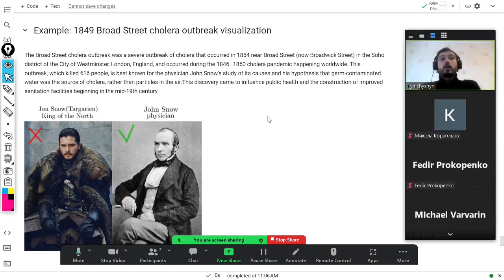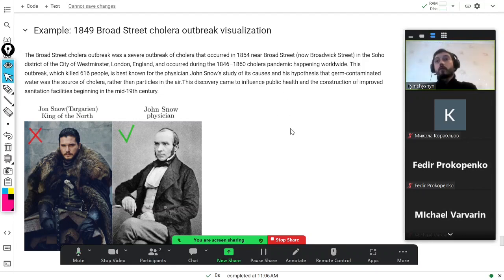And the outbreak I'm talking about killed 616 people and is best known for the physician John Snow and his study of its causes and the hypothesis of germ-contaminated water. And that's a really interesting case because you might guess that in those days we had a very different knowledge in the area of medicine, and people believed that the cause of that pandemic was some sort of particles in the air. So they thought that something is wrong with the air and so on. So the idea of contaminated water was quite novel in those days.